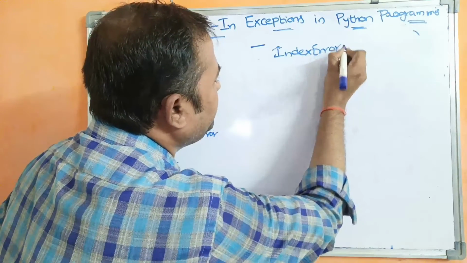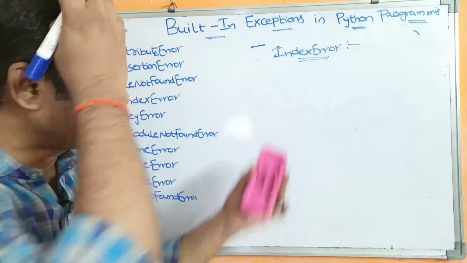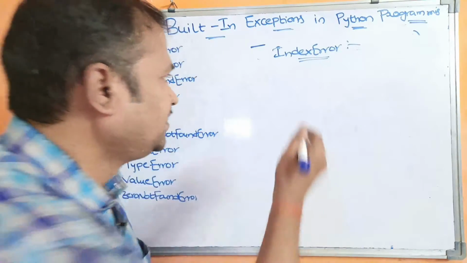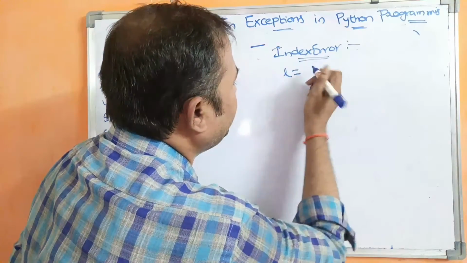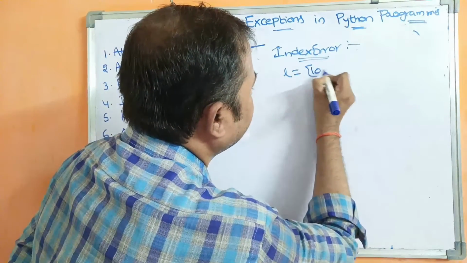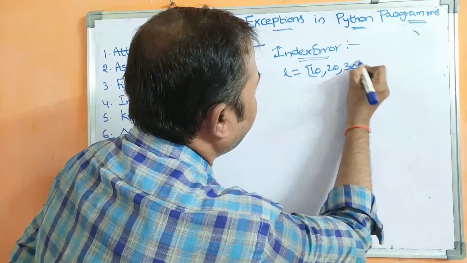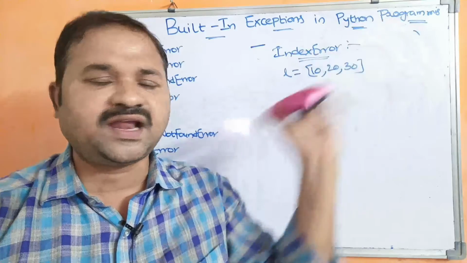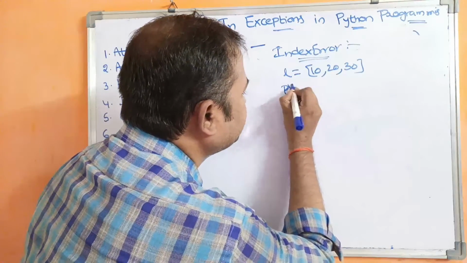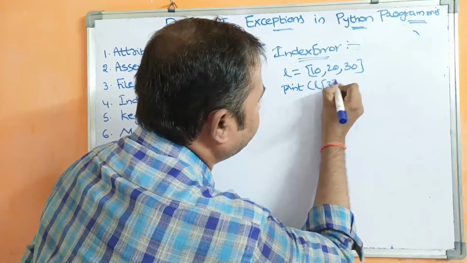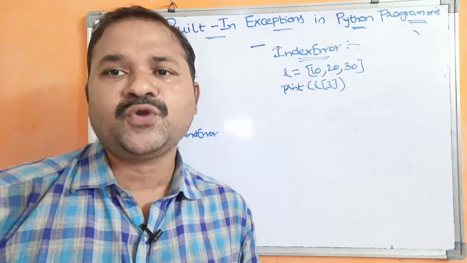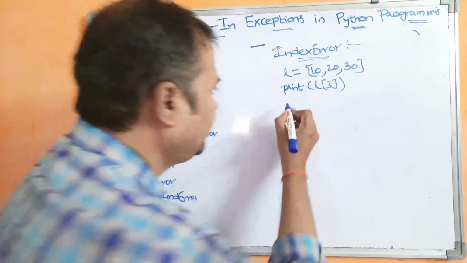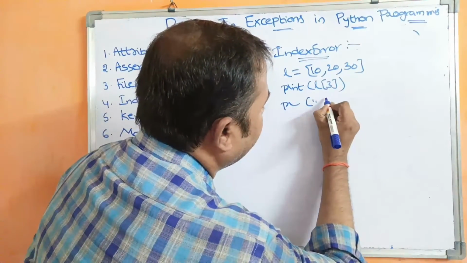Here this exception will be raised if we try to access an index which is out of range. Let's say we have a list like this. So L is equal to, within the square brackets, 10, 20, 30. Now we can access only 3 elements: L of 0, L of 1, L of 2. But I am trying to access L of 3. Is it possible to access L of 3? No. So now it will generate what? Index error. Let the next line be the rest of the code.